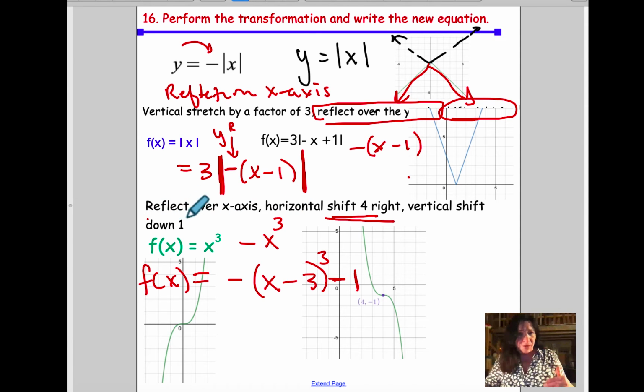This is, again, a reflection over the x-axis, which changes this outside. If it was a reflection across the y-axis, look up here, I would put a negative sign inside there, but I didn't because it's not a y-axis reflection.